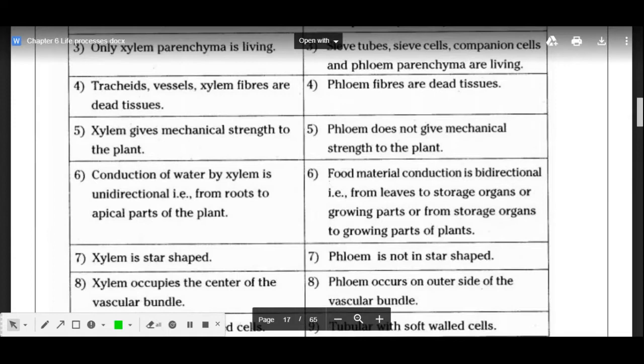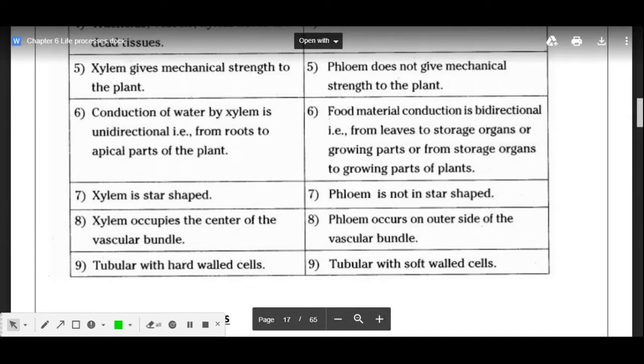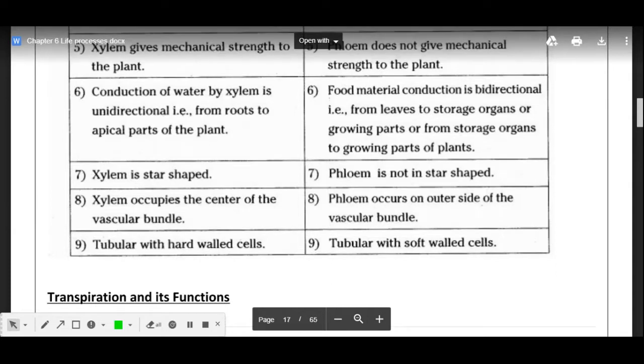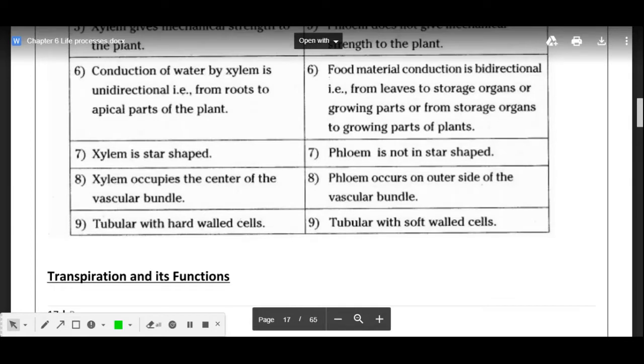Xylem is star-shaped and phloem is not star-shaped. Xylem occupies the center of the vascular bundle. Phloem occurs on the outer side of the vascular bundle. Xylem is tubular with hard wall cells. That's why it is able to provide mechanical support. And phloem does not have hard walls; it has soft wall cells. That's why it can't provide mechanical support to the plant.